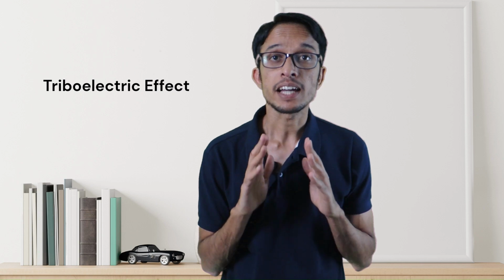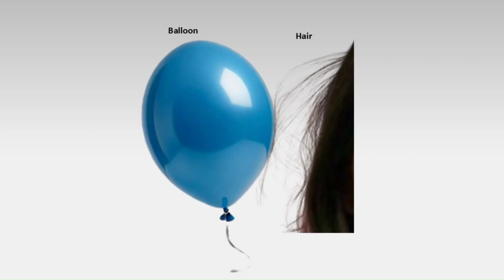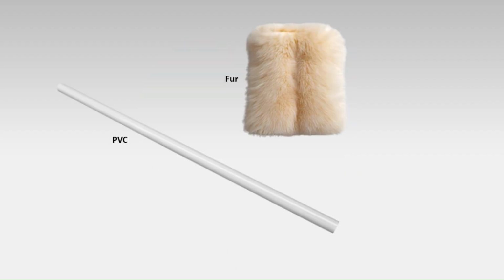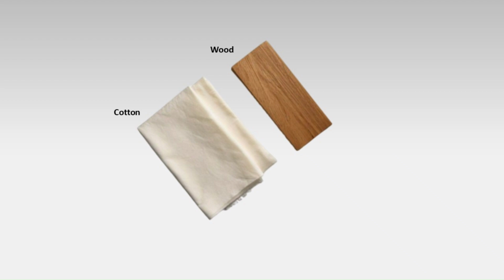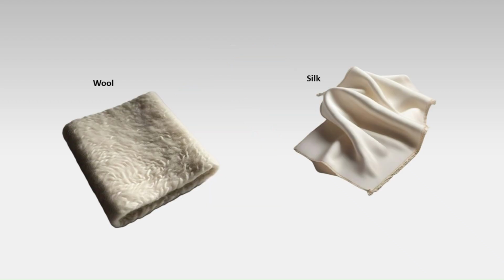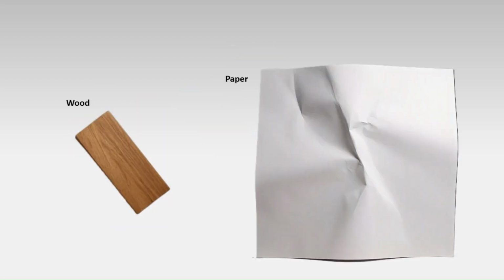The balloon and hair experiment is a classic example of charging by friction. It is also known as the triboelectric effect. There are many pairs of materials that can be charged this way, but there are also many pairs of materials that don't seem to get charged, or even if they do, the charge is weak. What could be the reason behind this?